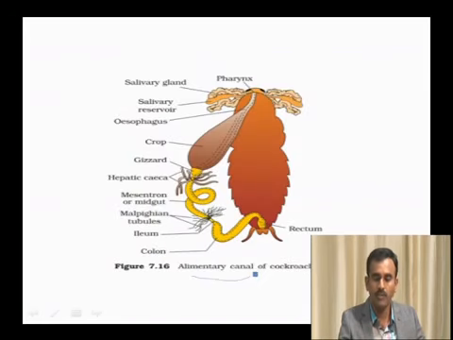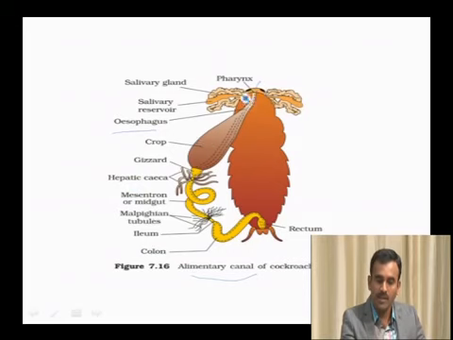Move on to the next important anatomical structure, the digestive system. The digestive system of cockroach is almost similar to higher animals. All the parts present in higher animals or human beings are almost present in the cockroach. It starts with the mouth on the ventral side, and it continues as a tube-like structure called the esophagus.